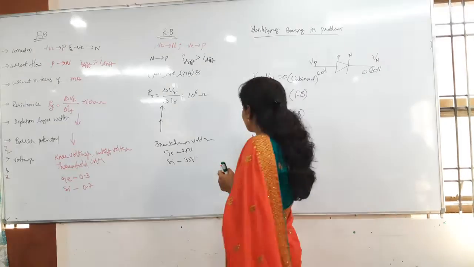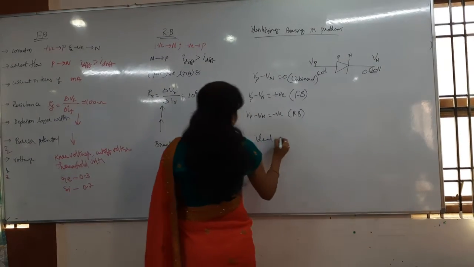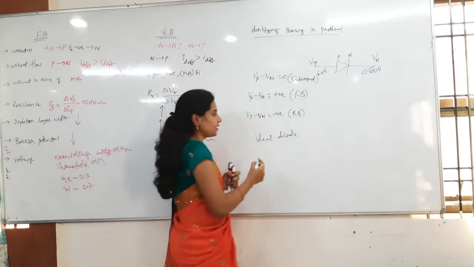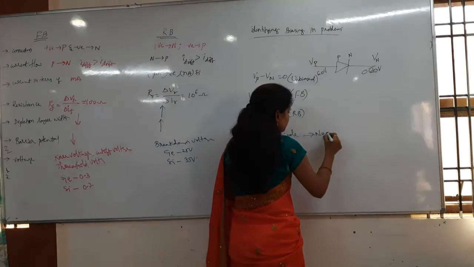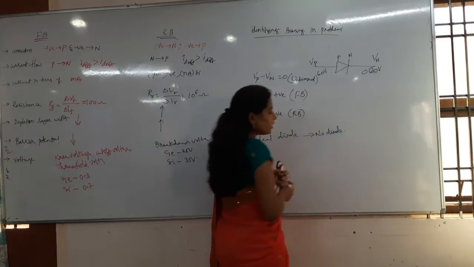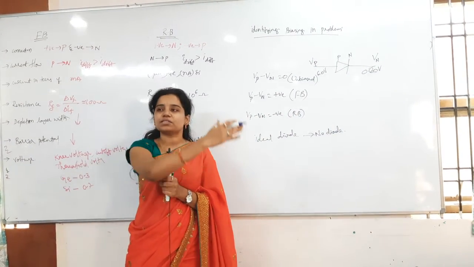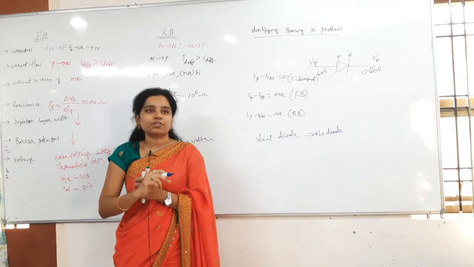Now here one more concept will be there, that is an ideal diode. What is that ideal diode? Nothing but ideal diode is like no diode only. It does not draw any current. So whatever the current is coming, it is just passing that current. It is working like a wire only.